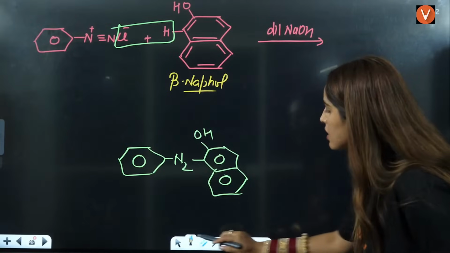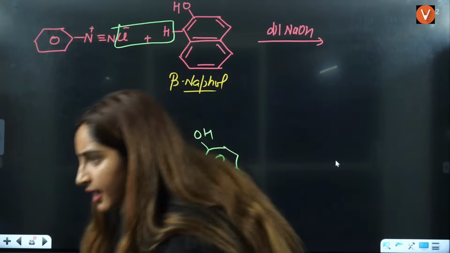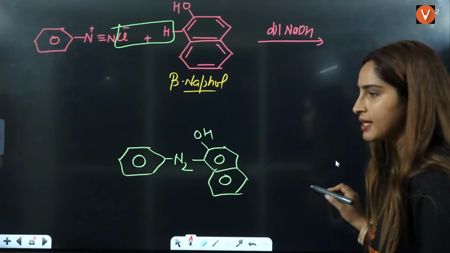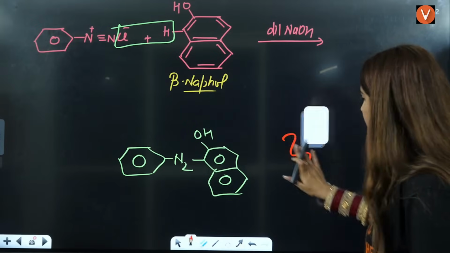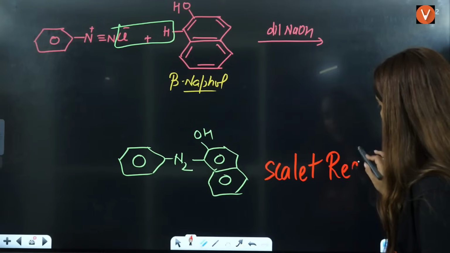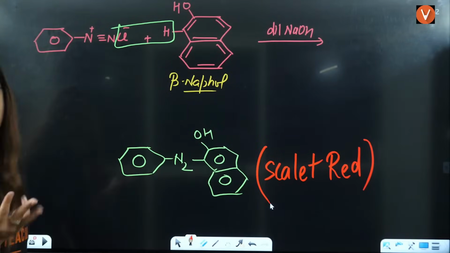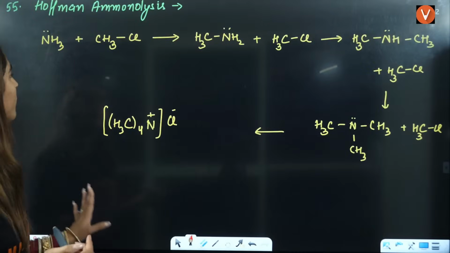Okay. So now this is having which color? Let me see, beta. What is this color? This is scarlet red color. Okay. Or you can just remember red color dye is formed here.